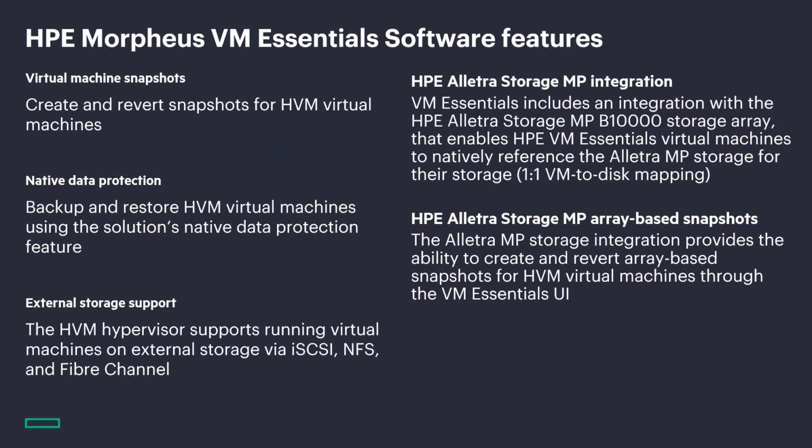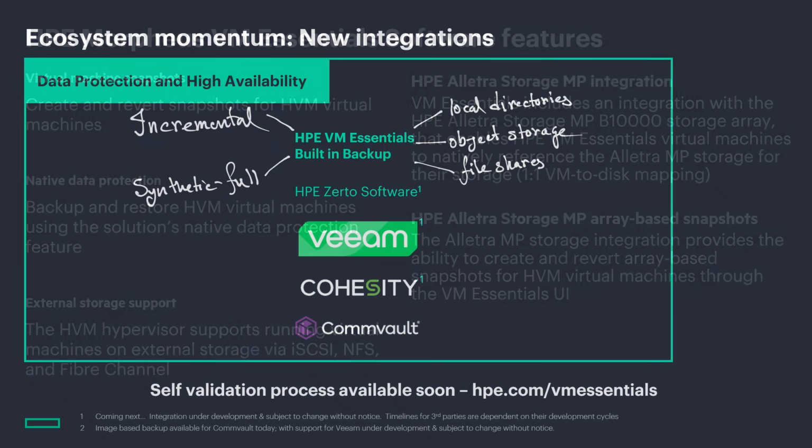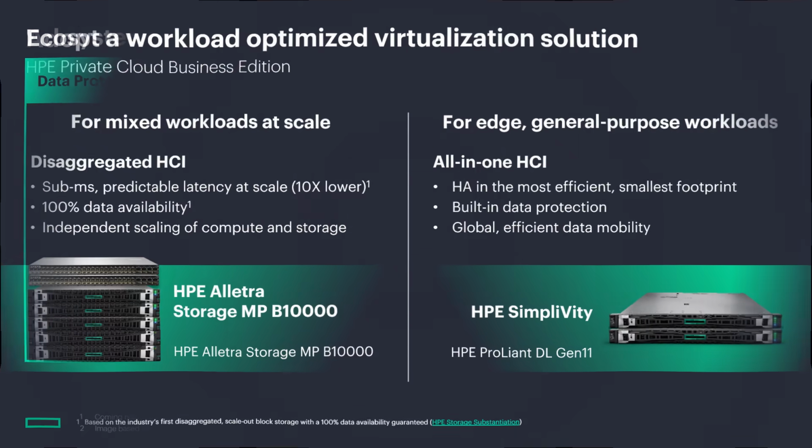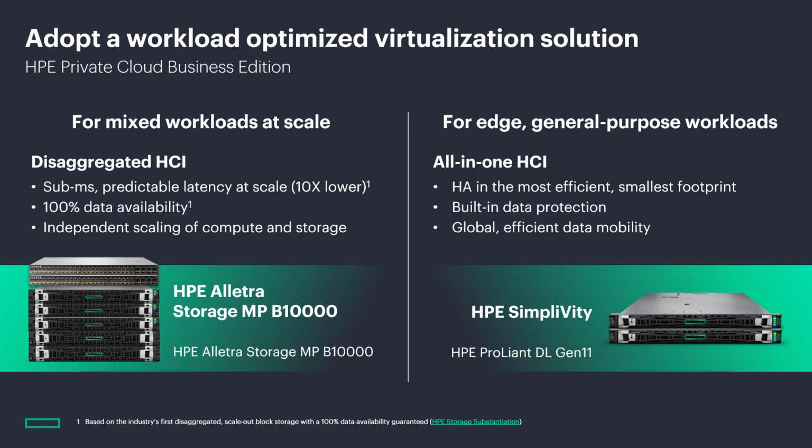We have also prioritized data protection. VME includes native backup and recovery, utilizing KVM snapshots for incremental and automatic full backups. You can store those backups on local directories, object storage, or file shares. And for those of you with established standards, we're already collaborating with leaders like Veeam, Commvault, Cohesity or NetBackup, and Zerto. For storage, we recommend a better together approach with HPE SimpliVity or Alletra MP.